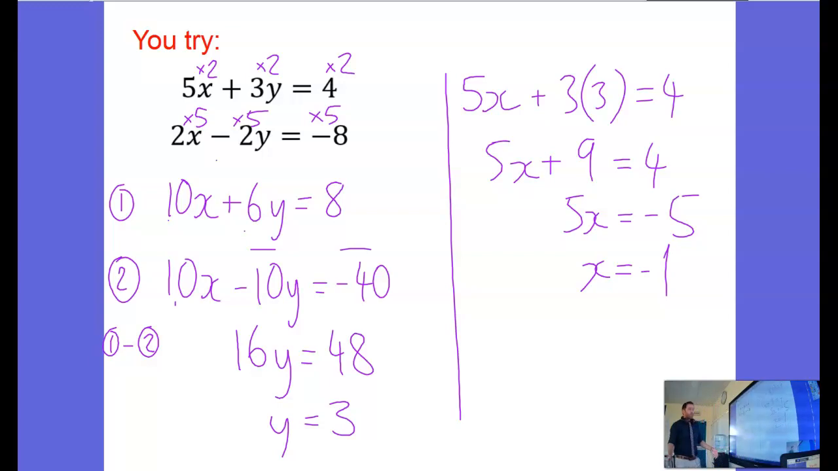All right. Plenty for you to be thinking about there. Go and practice this. Loads and loads of practice is how you're going to get better at simultaneous equations.